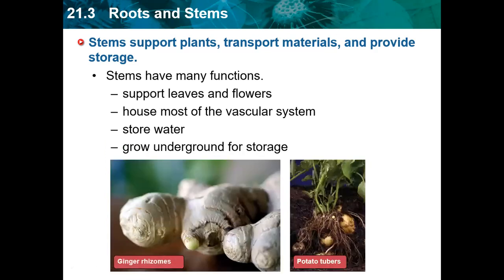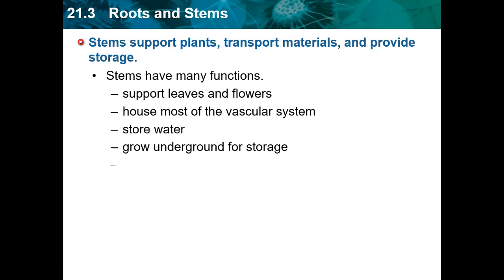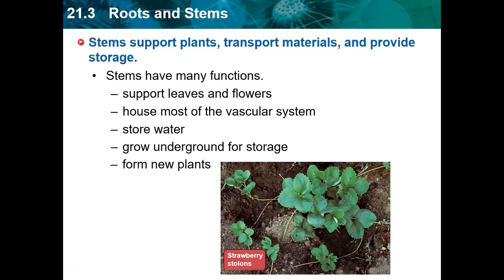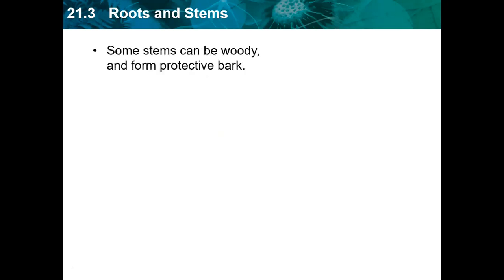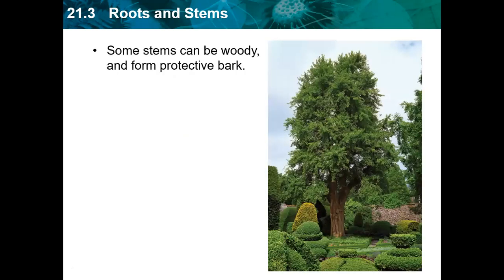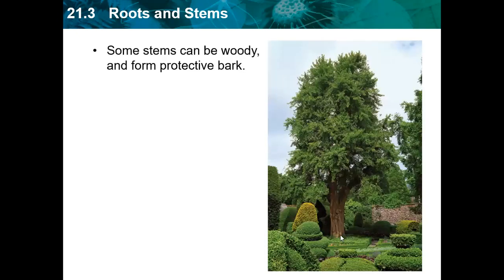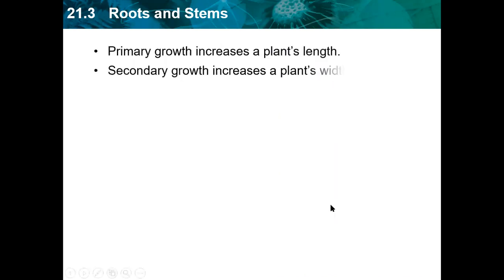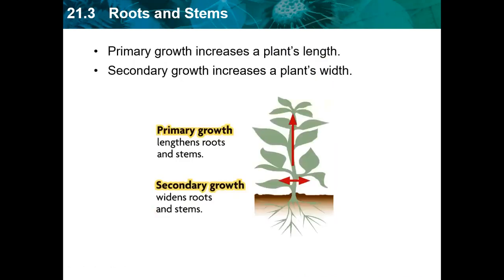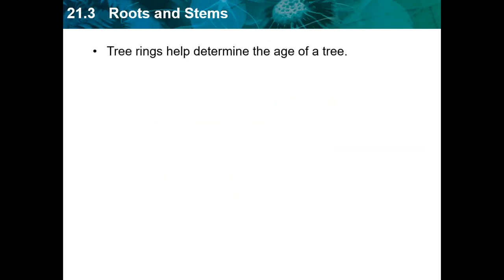So this is the different stem here: ginger, potato. A few plants show some kinds of vegetative reproduction, that is stolon here. That stem produces some kind of bark here for protection purposes. Okay, this is what remains here. I have revision only: primary growth, secondary growth.